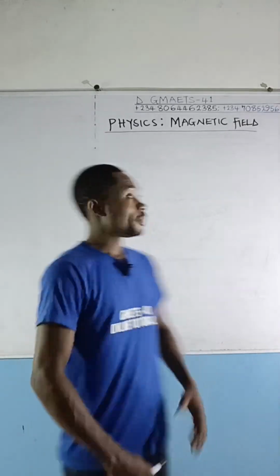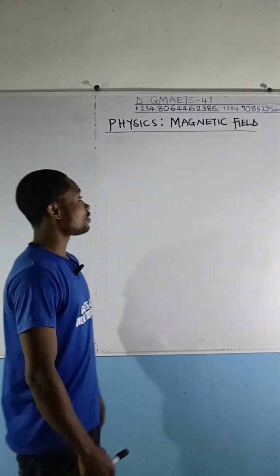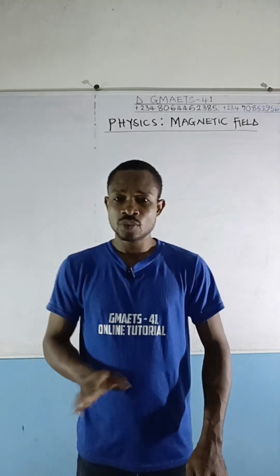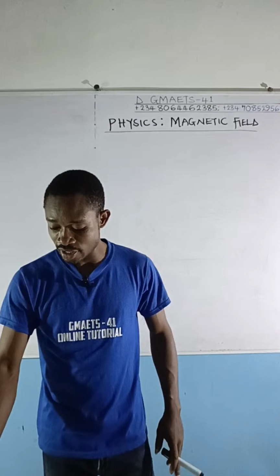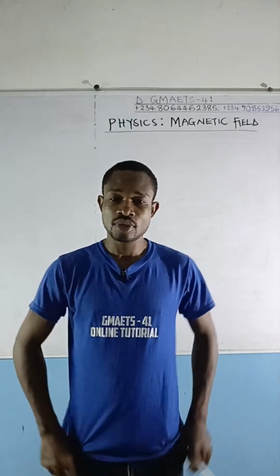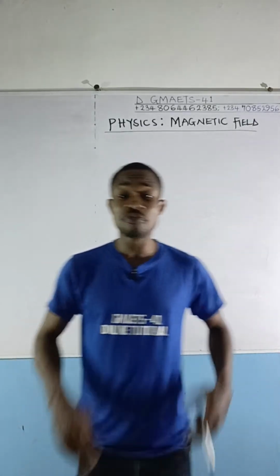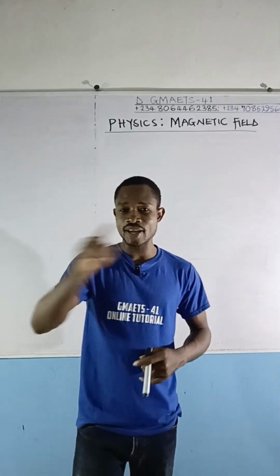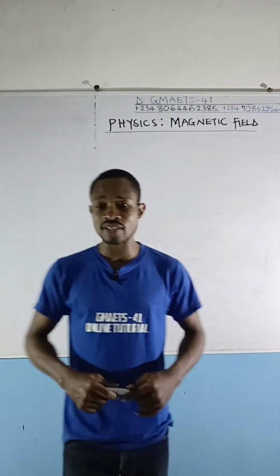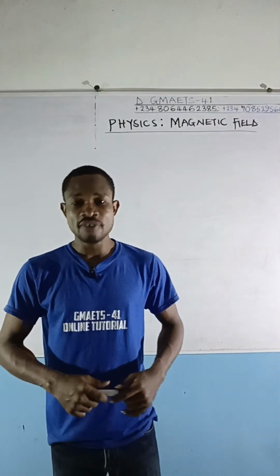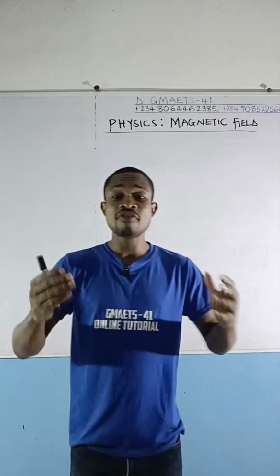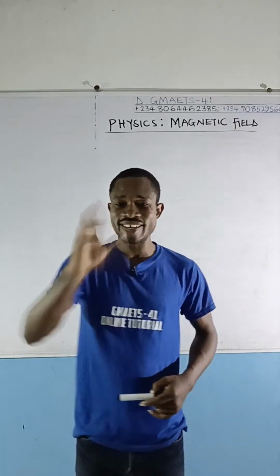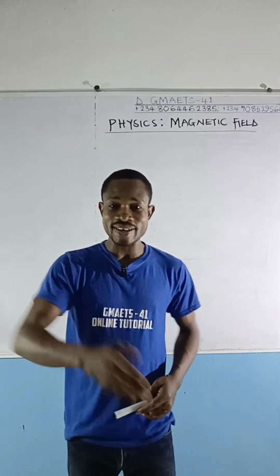All right. So without wasting time, we shall define the term magnetic field. Magnetic field is defined as a region around a magnet where the force of the magnet is felt. A region around the magnet where the force of the magnet is felt. That field is created by the magnet itself.